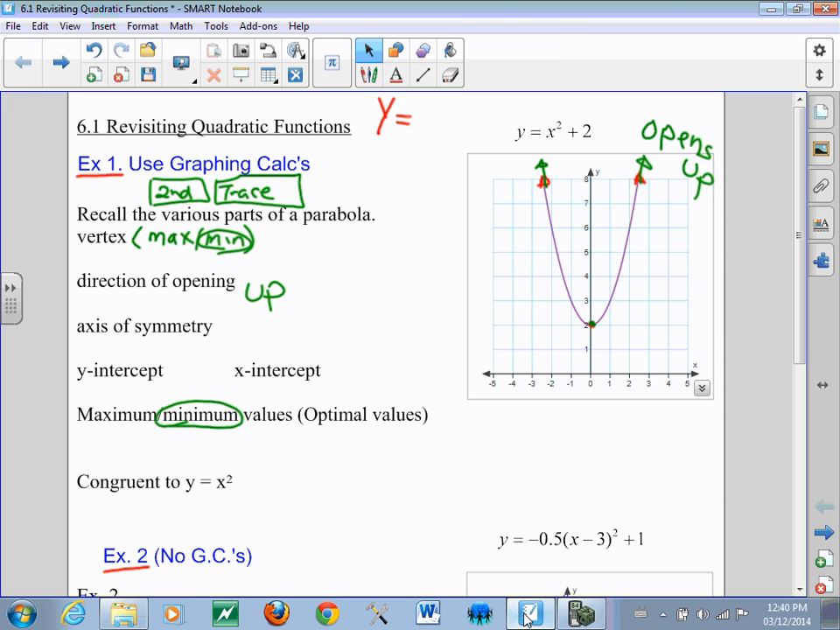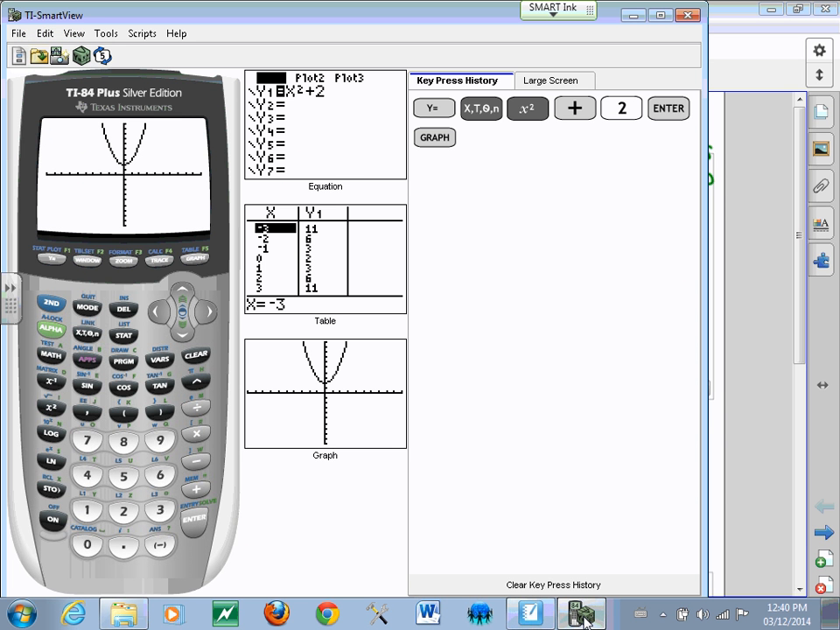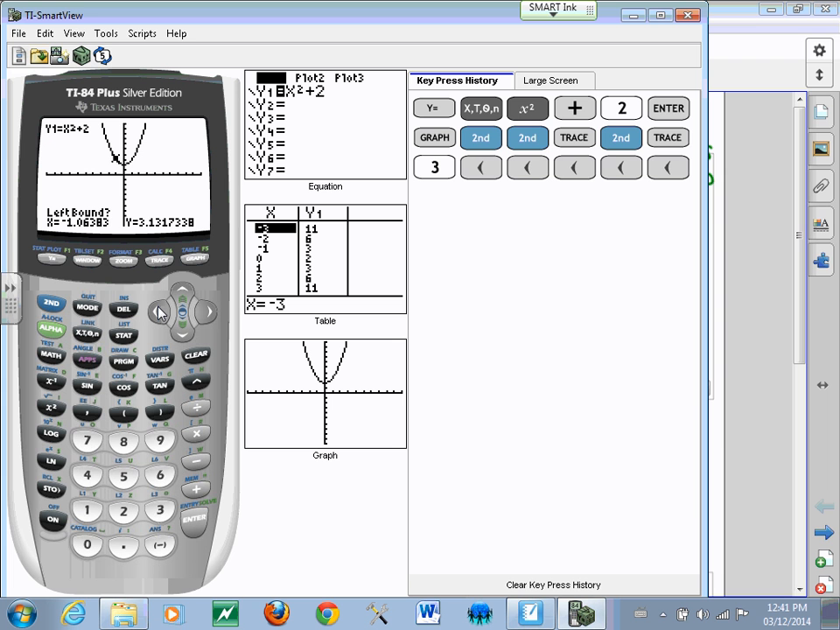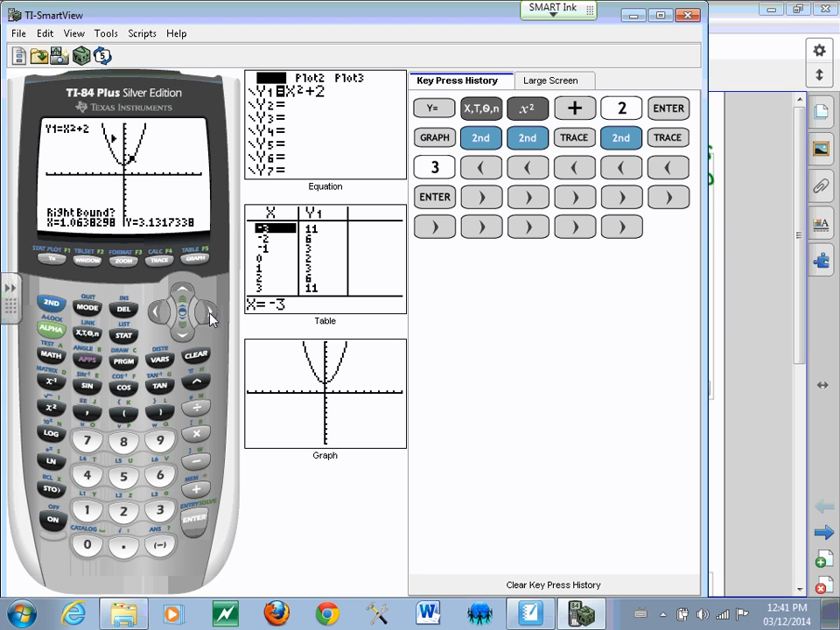So I'm going to go back over to my graphing calculator. I'm going to go second and trace, which is my calculate menu. Okay, just give me a second. I got to go second and trace. Okay, and I said we wanted to find the minimum, which is 3. Now this is where you do the left bound, right bound. So you go on the left side of the vertex, which is there. Hit enter, go to the right side of the vertex. Hit enter, it'll say guess. And it'll give you a vertex.